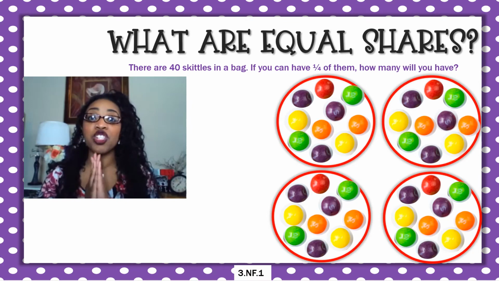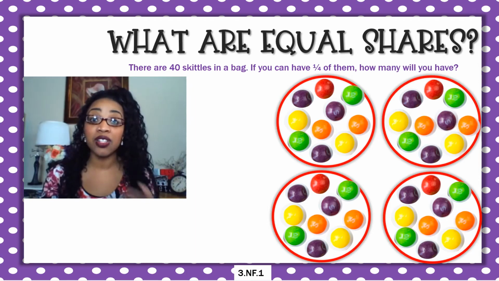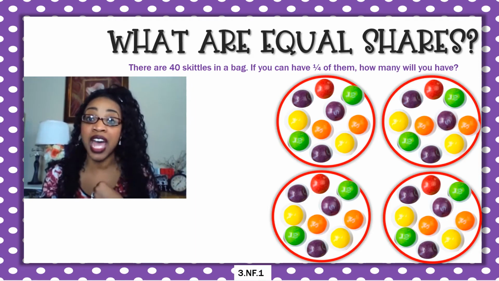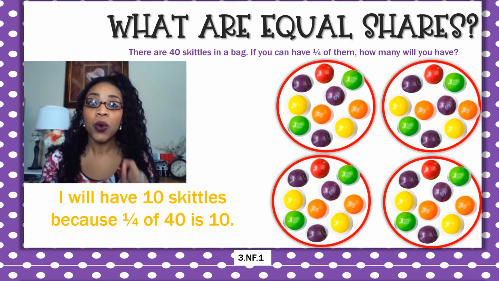But now that I have distributed all 40 of my Skittles equally, I simply am going to look at how many Skittles I had in one of those circles because I'm only going to have 1/4. I will have 10 Skittles because 1/4 of 40 is 10.